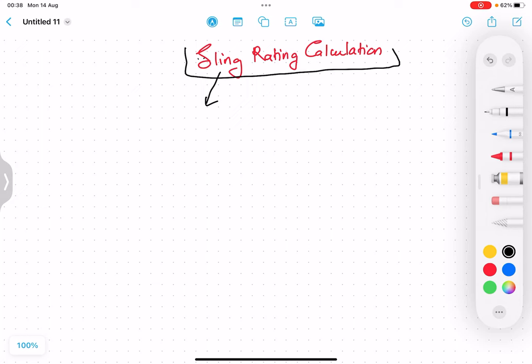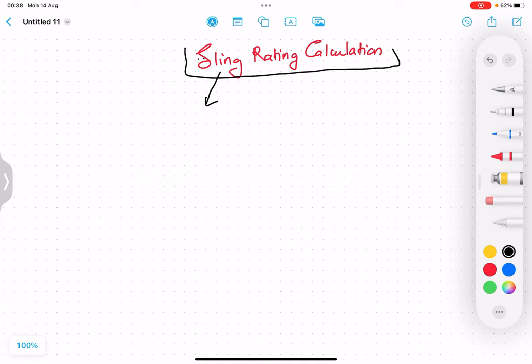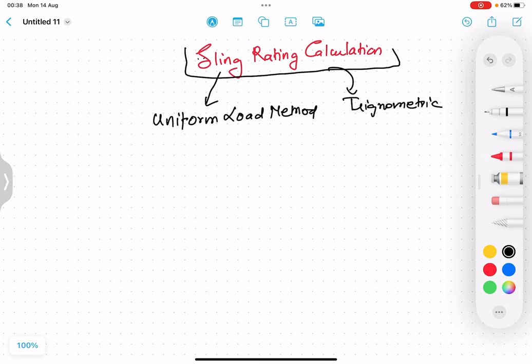There are basically two methods of sling rating calculation. One is the uniform load method, and the other is the trigonometric method. In this lecture we will understand the uniform load method. Now what exactly is the uniform load method, and why is there a need to devise such a method? First we understand this.